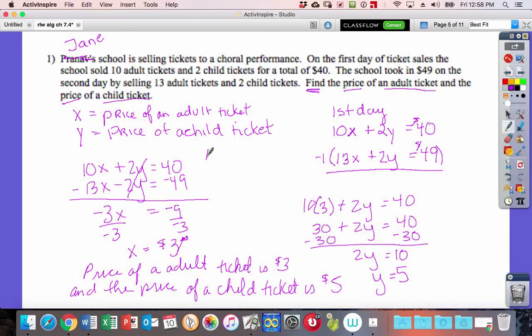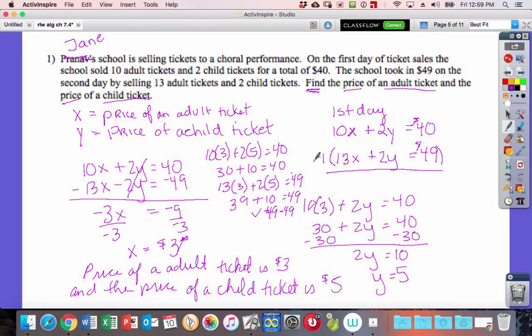I'd go 10 times 3 plus 2 times 5 is equal to 40. 30 plus 10 is equal to 40. Then I'd put it in the next one. I'm going to go into the original, 13 times 3 plus 2 times 5, does that equal 49? Well, 13 times 3 is 39, plus 10, we do have the right answer.